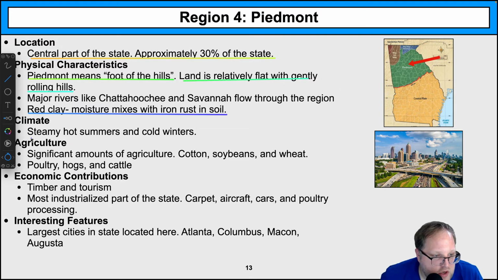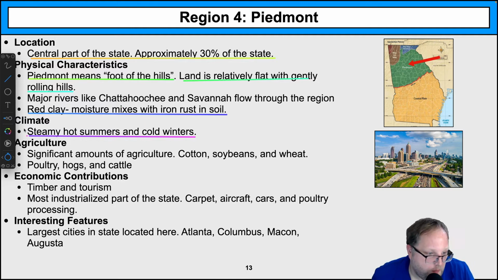The climate in this region is no longer cooler due to a higher elevation. Instead, the climate here in the Piedmont, as the people who live here know, is very, very hot and steamy in the summer, and we get occasionally pretty cold winters. Not a ton of snow in this region, but it does get cold here in the winter.